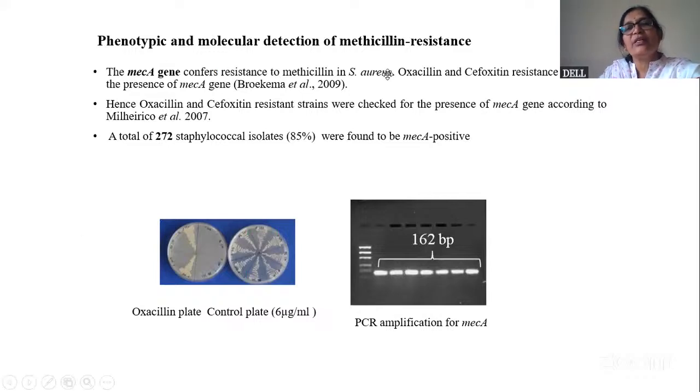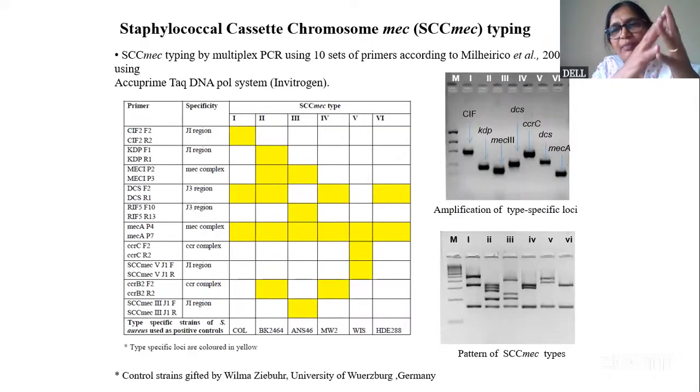Phenotypic and molecular detection of methicillin resistance is mainly by selecting them on oxacillin and cefoxitin plates, because oxacillin and cefoxitin mark the mecA resistance gene. If mecA is present, they are resistant to these two antibiotics. So selection will be made on these plates, and then we look for the presence of mecA. Once it is confirmed, the second step would be to know what is the different class of SCCmec that is present in the staphylococci.